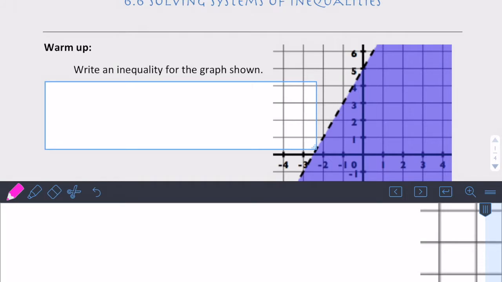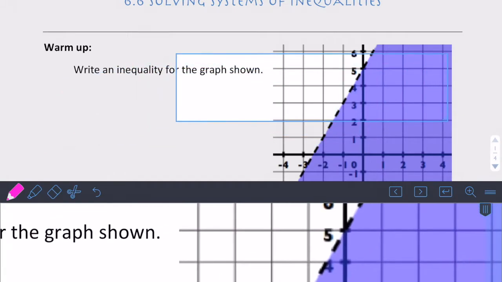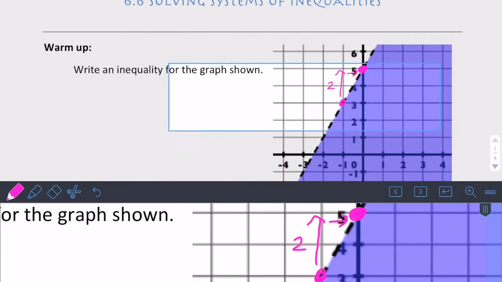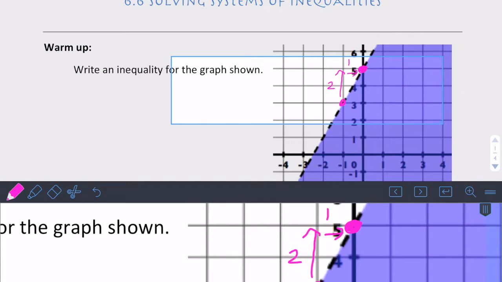So if you are trying to write an inequality to match this graph, you can use your slope and your y-intercept. If you look at your y-intercept here, it's crossing your y-axis at 5. If you want to do slope, you could either do y2 minus y1 over x2 minus x1, or you could just do rise over run, which is going to be a little bit easier. If I look at how I get from that first point to my next point, I'm going up 2 and to the right 1. So my slope should just be positive 2.